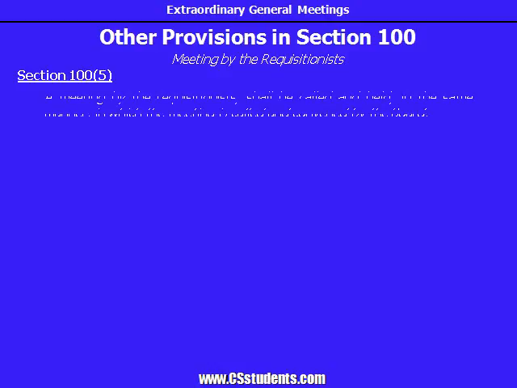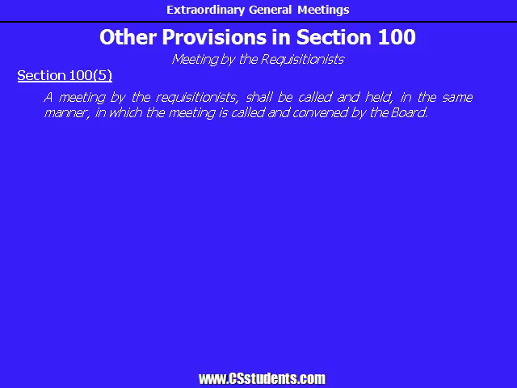2 more provisions are applicable if the meeting is called by the requisitionist shareholders directly. First is provided in subsection 5 of section 100. It says, a meeting by the requisitionists shall be called and held in the same manner in which the meeting is called and convened by the board. Means, all other provisions of the Companies Act shall be applicable, even if the meeting is called by the requisitionists, such as 21 clear days notice.